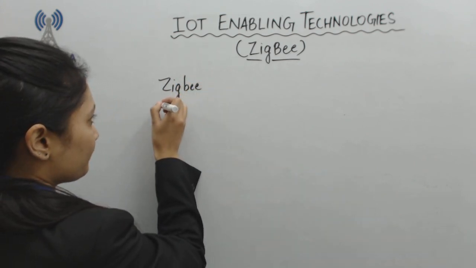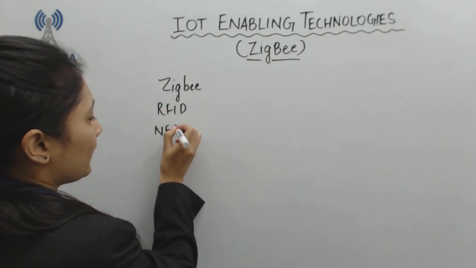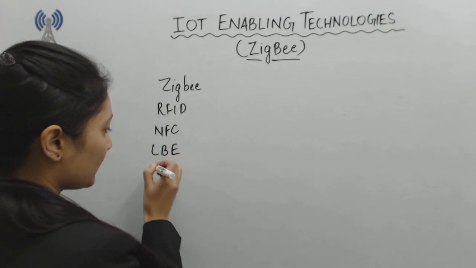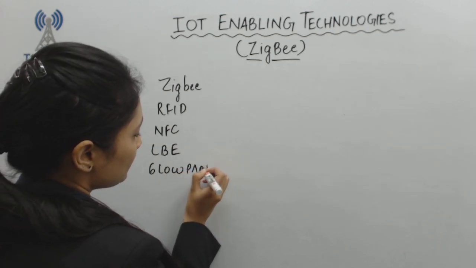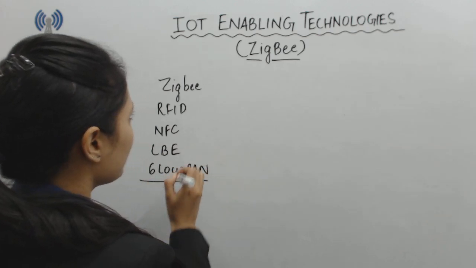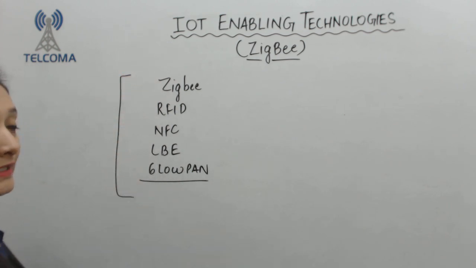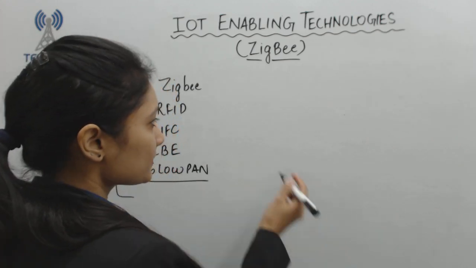Zigbee, RFID, NFC, low energy Bluetooth, and IPv6 over low power personal area network. So these are some of the IoT enabling technologies, and beside that we have for like wide area networks.